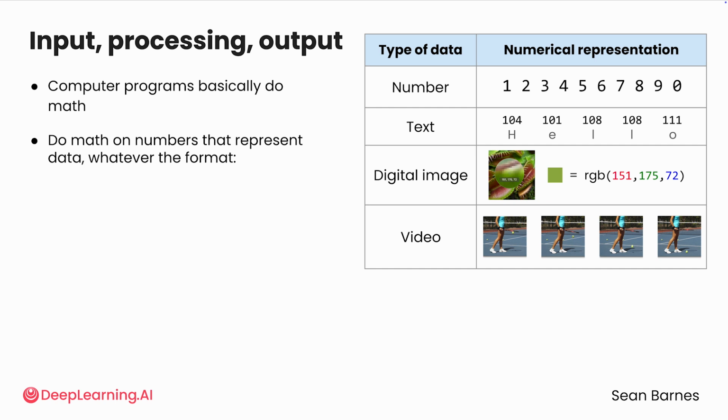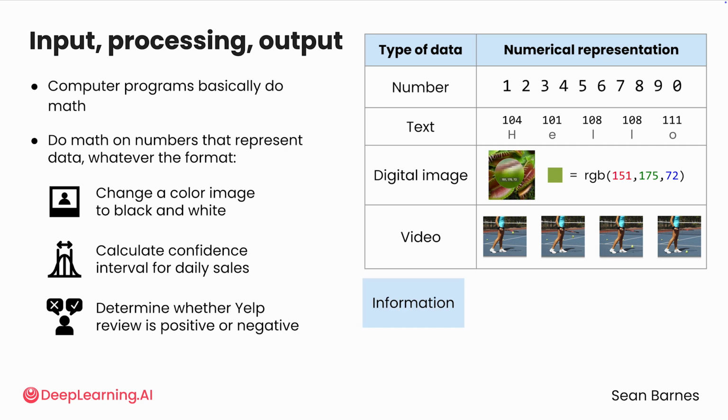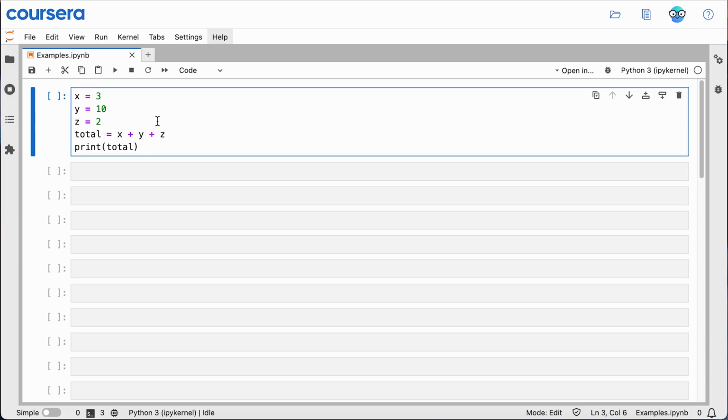That math is behind many complex and wonderful operations. Changing a color image to a black and white one, calculating a confidence interval for daily skateboard sales, or determining whether a Yelp review is positive or negative. Breaking that down, the code takes some kind of information, processes it by doing some math, and outputs new information. Input, processing, output. Let's look at a couple of examples in code.